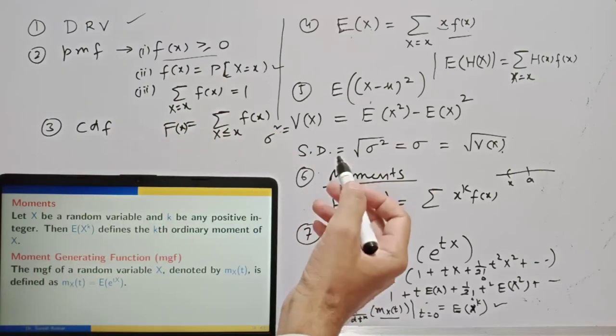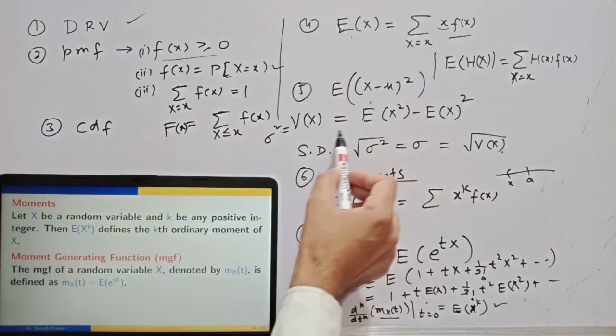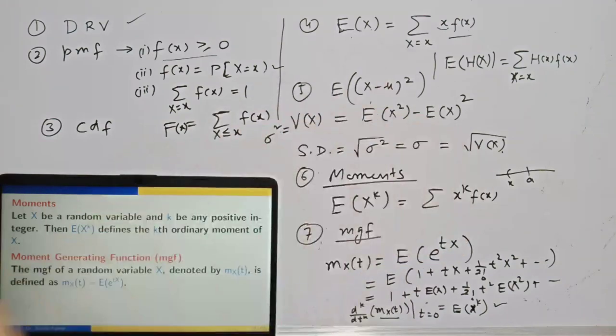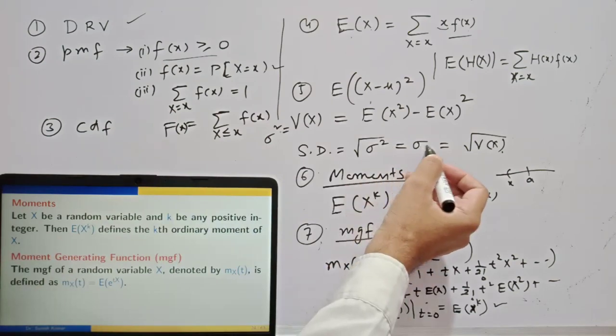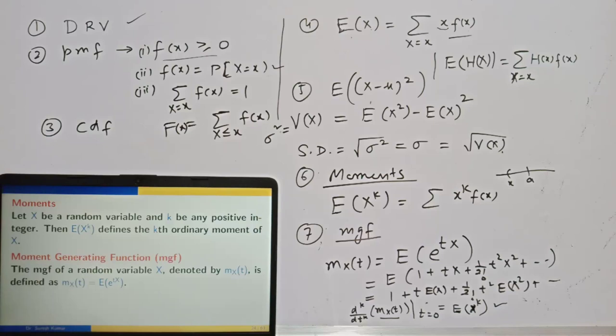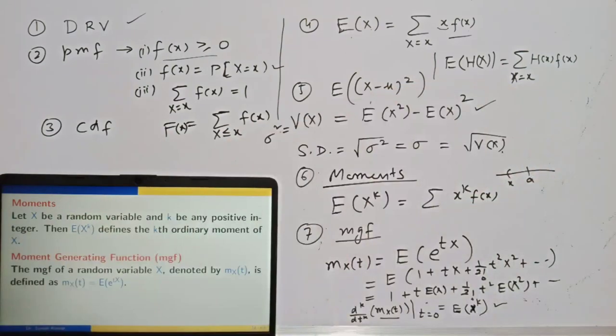Then variance is defined as the expectation of (x minus mu) whole square, but a simplified formula is E[x square] minus (E[x]) whole square. Standard deviation is just the positive square root of the variance. It is sigma, or the positive square root of V(x). This formula you need to keep in mind for variance.